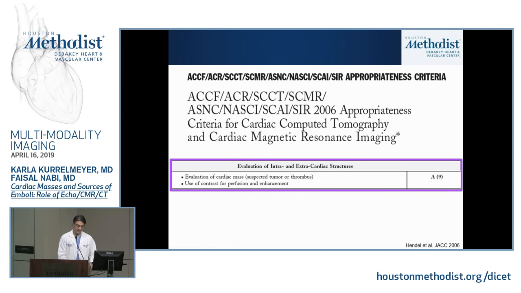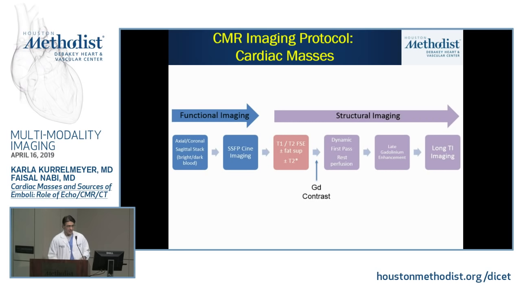Now, I put this slide in from the 2006 appropriate use criteria. Both these techniques are considered appropriate to use when evaluating masses. So a lot of my time will be spent on cardiac MRI because of the strengths that it has with the functional imaging and the tissue characterization.